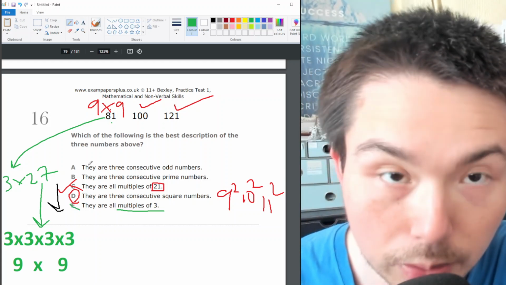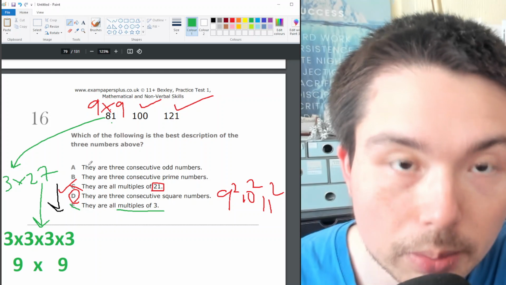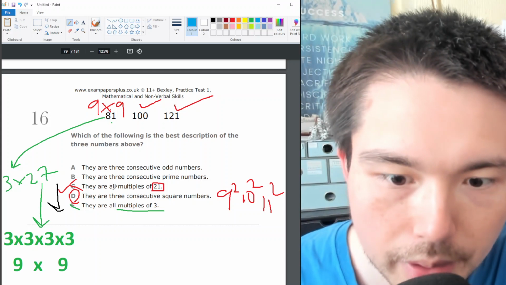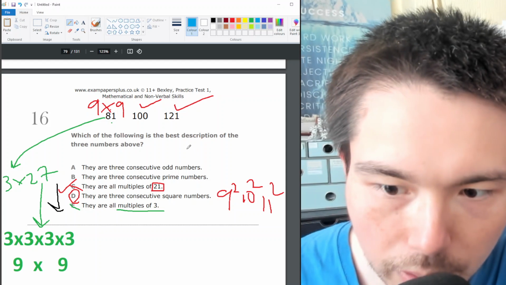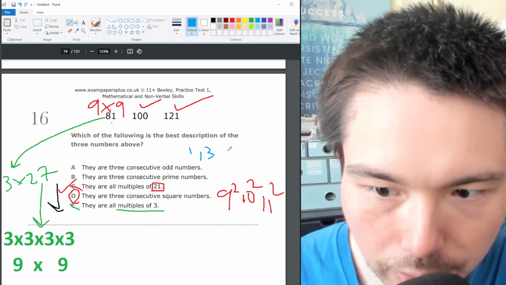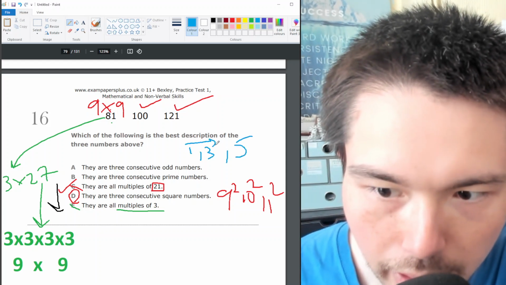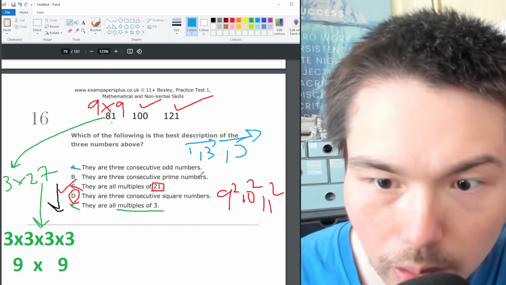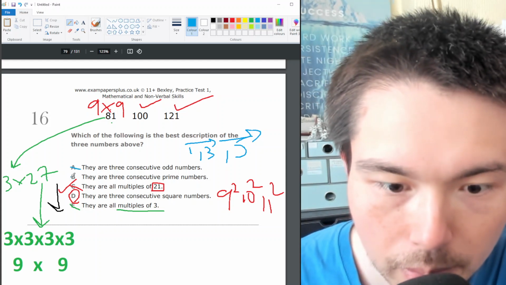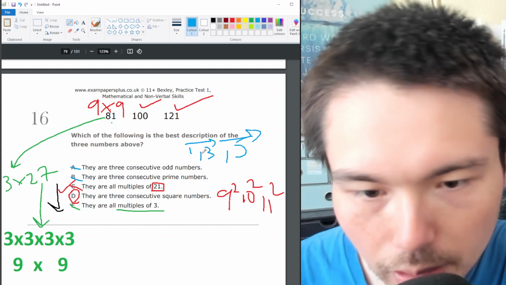Option A. Now, of course, in the real exam, you just move on, but I'm still going to make it useful for you. They are 3 consecutive odd numbers. That's not true. That means something like 1, 3, 5. They are odd numbers and they are all next to each other. 3 consecutive prime numbers. Well, actually, none of them are prime. There we go. D is the answer. Next.